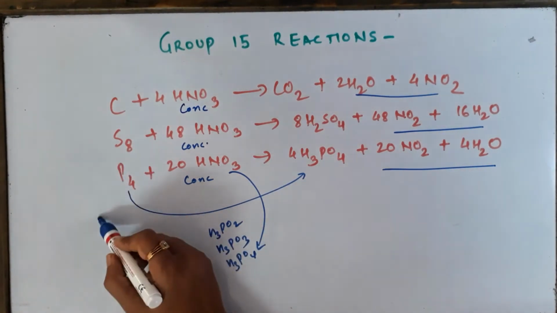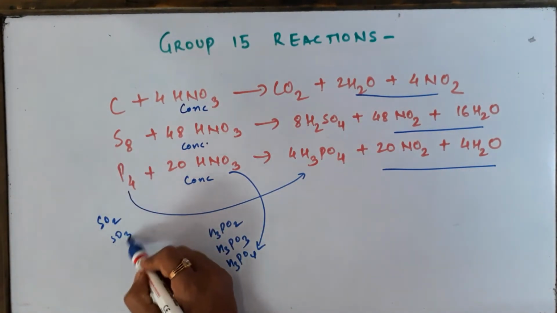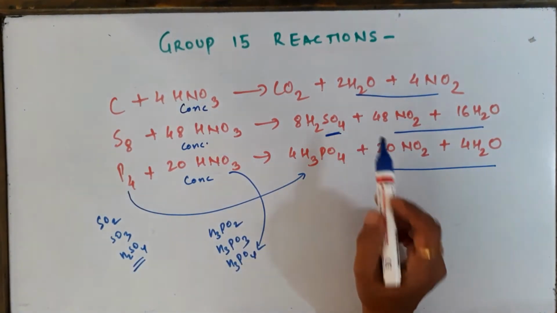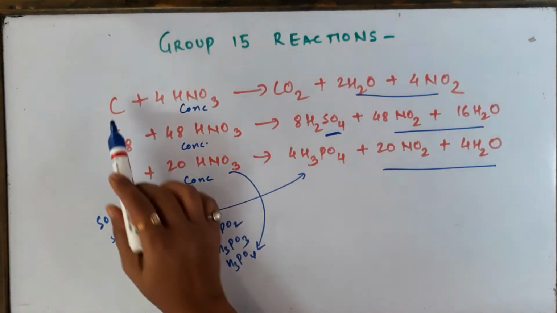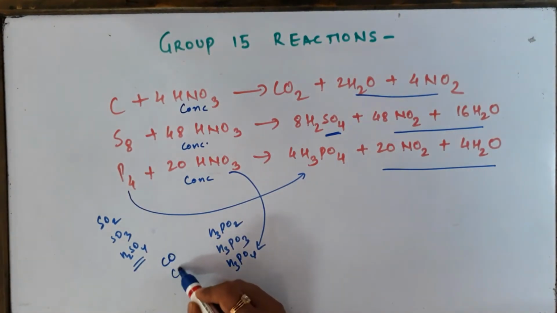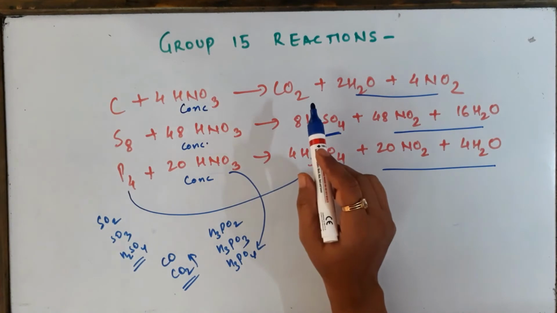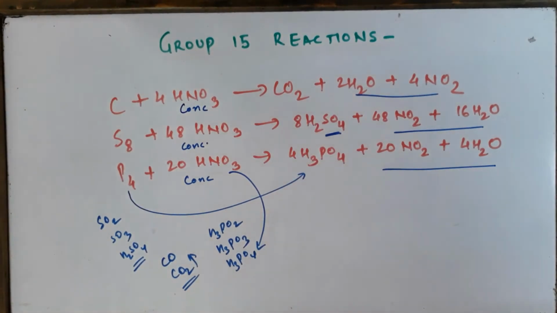Sulfur, it can change to SO2, it can change to SO3, it can change to SO4. So we are getting the highest version of it, sulfate. Carbon can change to carbon monoxide, carbon dioxide. The highest version is carbon dioxide. So we get carbon dioxide. So please remember it this way.